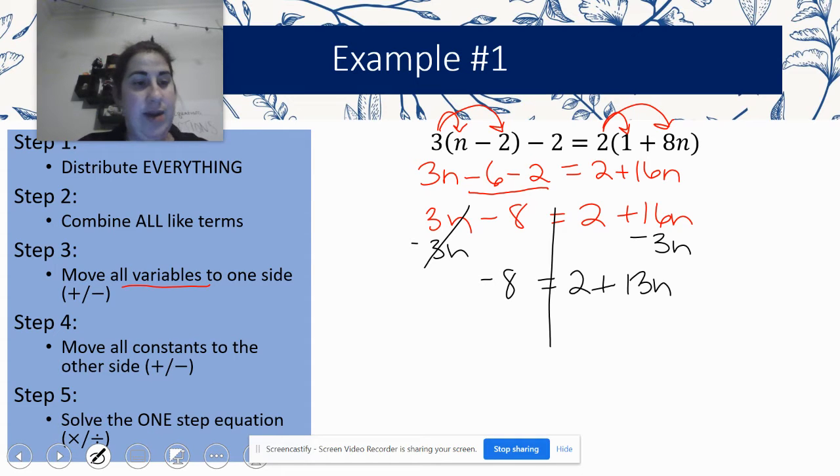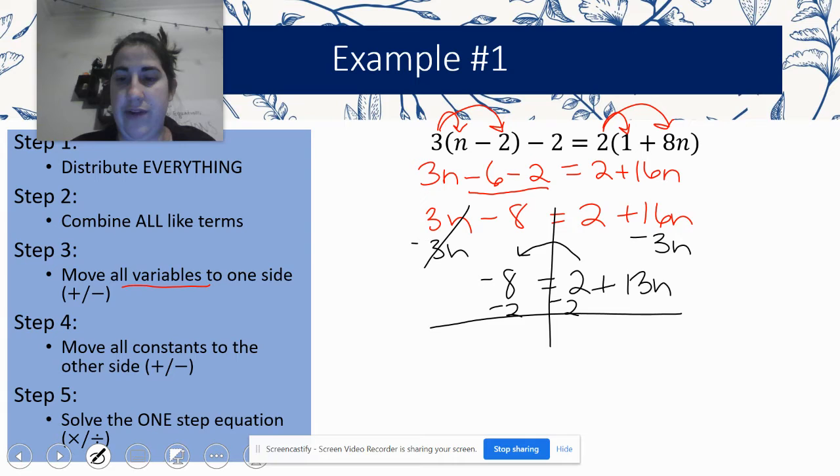And now I'm going to move all of the constants. If you don't remember what constants are, they are terms that don't have a variable. They don't change. So I'm going to move this 2 to this side of the equal sign. I want my constants on one side and my variables on the other side. So how do I do that? The inverse of a positive 2 is a minus 2. So over here, these cancel out. I'm left with 7n equals -8 minus 2. They're the same sign. That means that I get -10 over here.